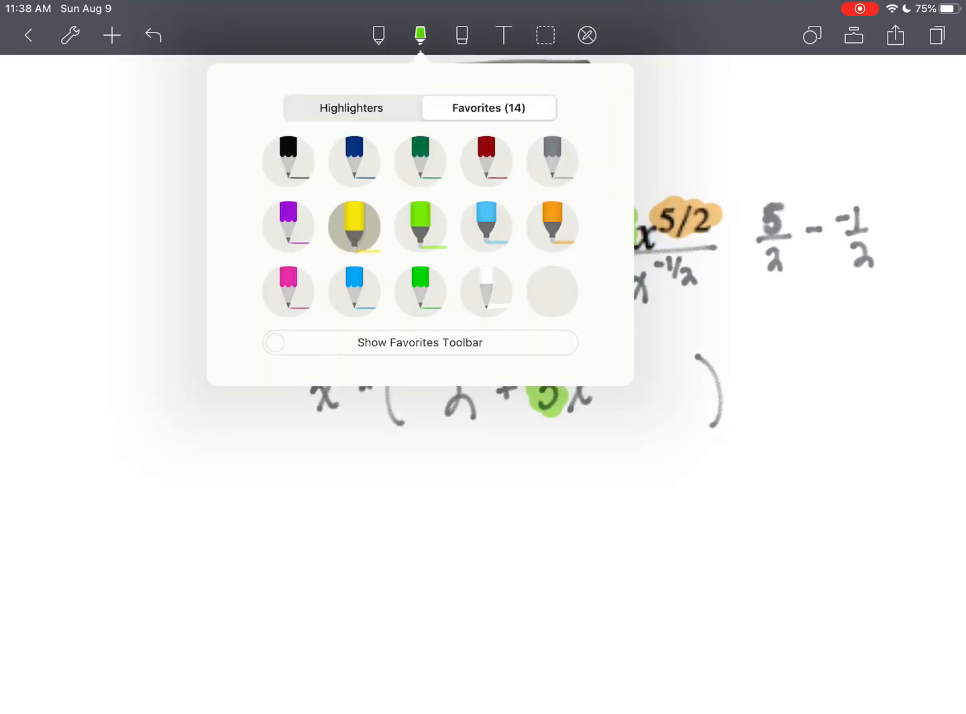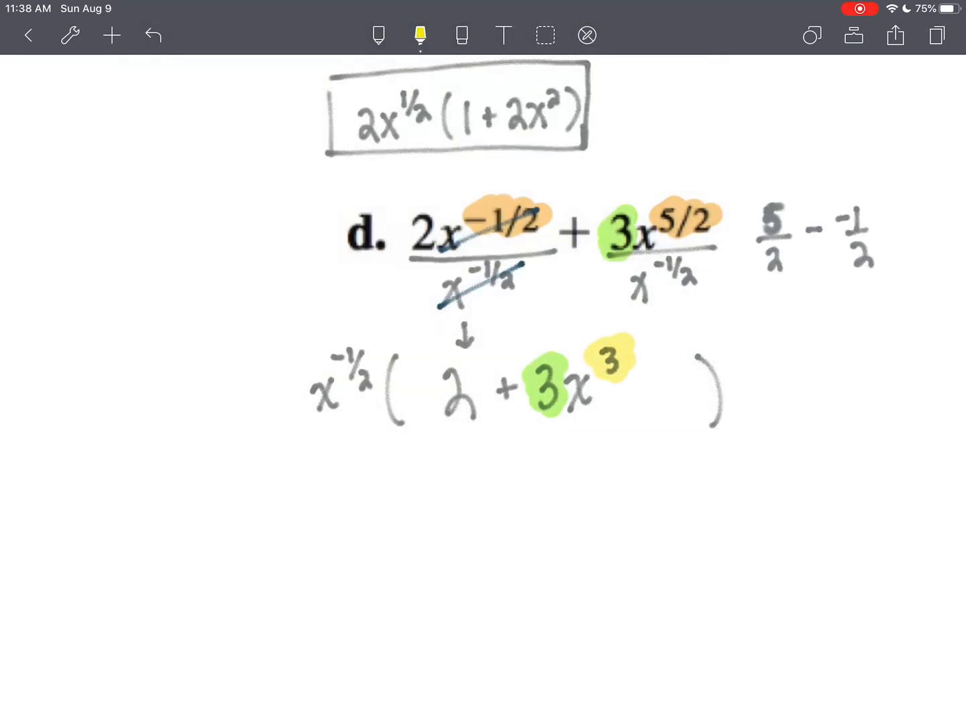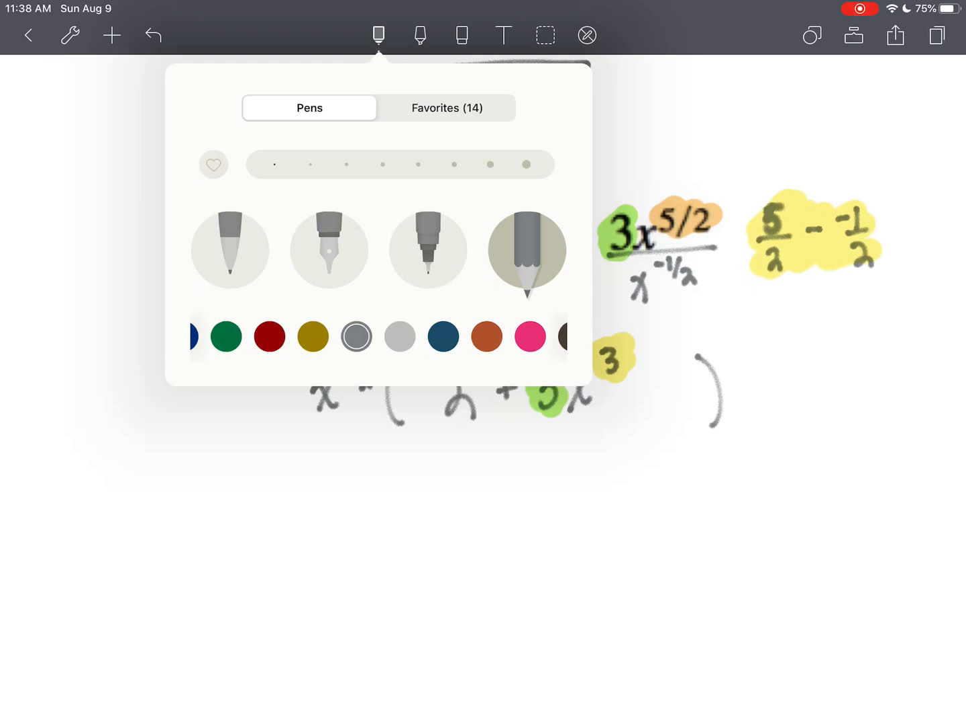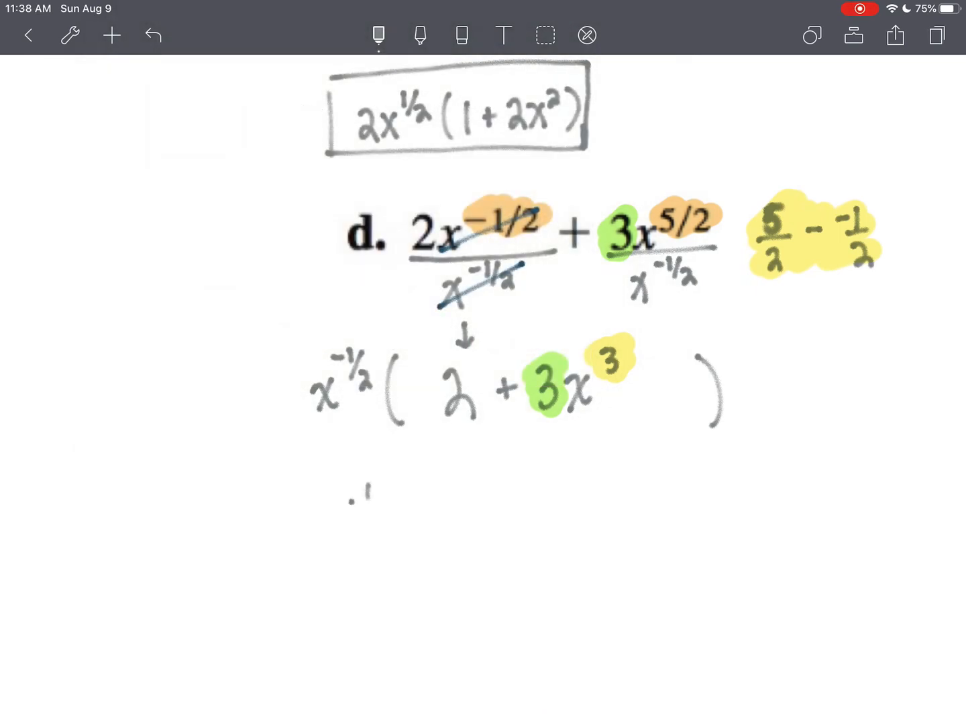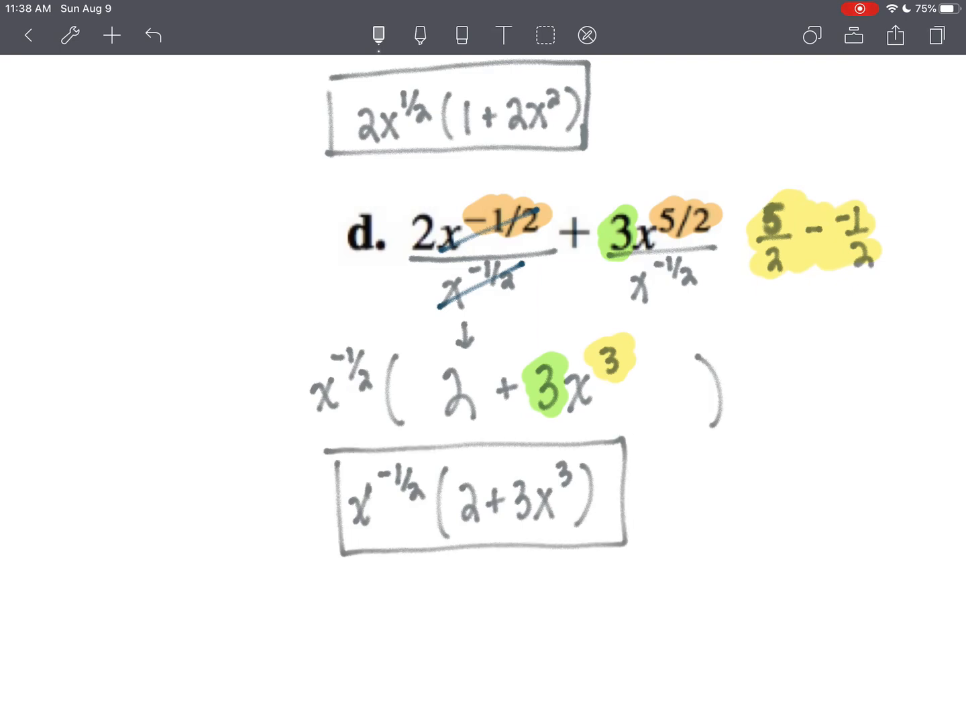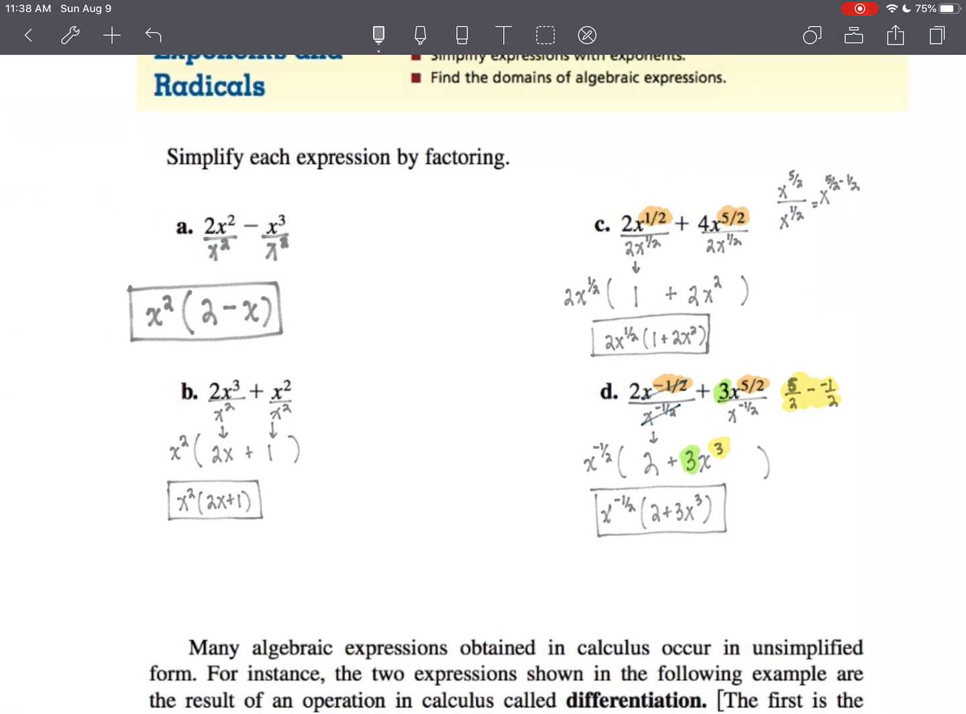This 3 is coming from the subtraction of the exponents. The exponent in the numerator minus the exponent in the denominator. So I'm just going to rewrite my answer real quick. x to the negative 1/2 times the quantity 2 plus 3x cubed. I'm going to box it, and there is our simplifying with factoring.